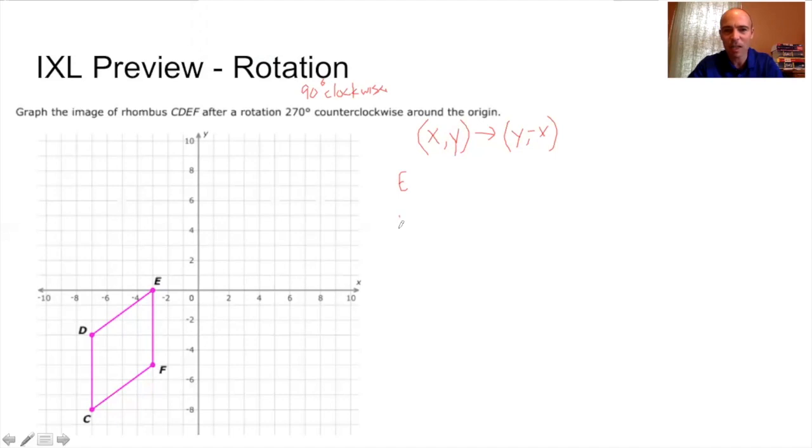So I got E, D, C, F. In each case I have my original. It looks like (-3, 0) is my E. D is (-7, -3). C was (-7, -8).